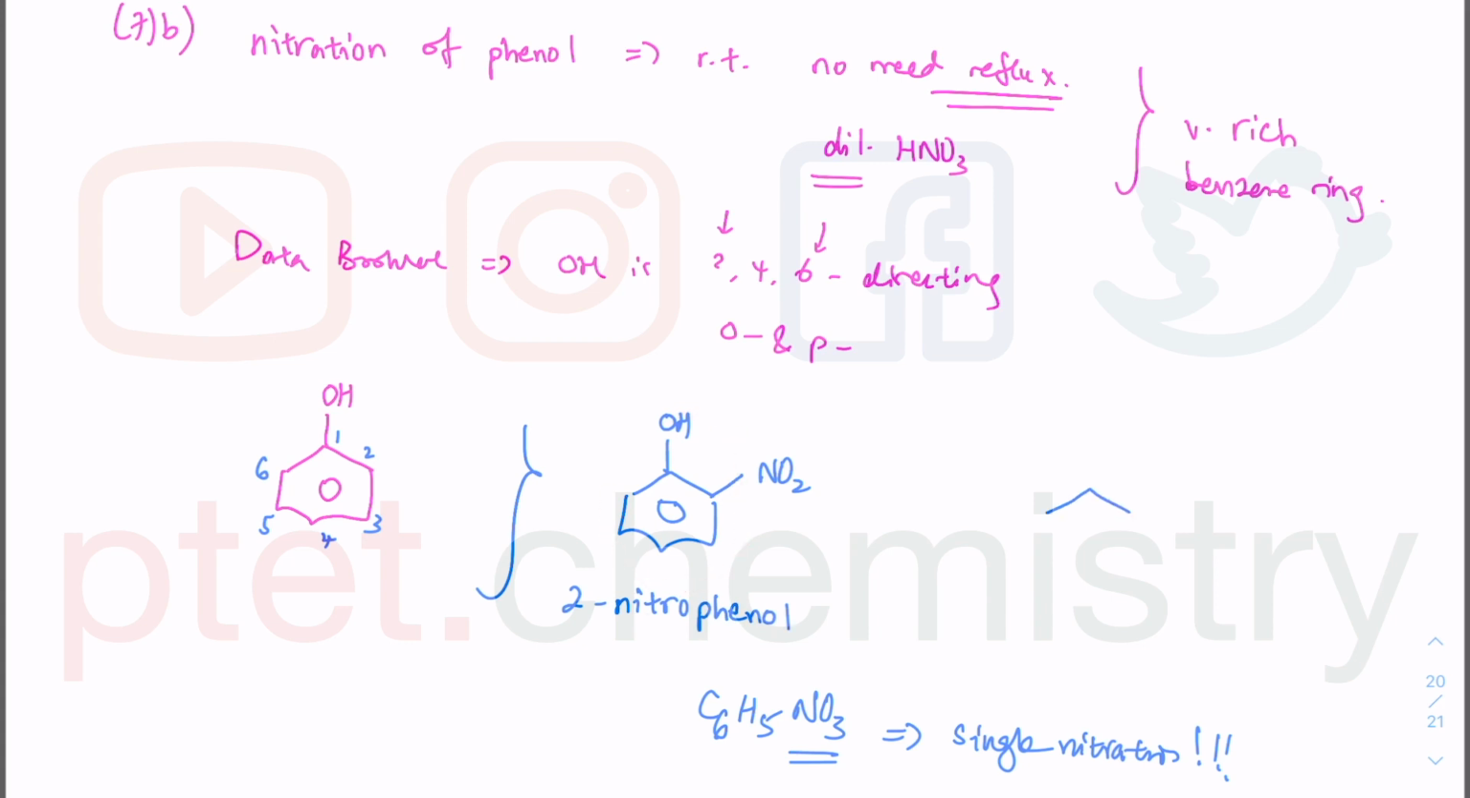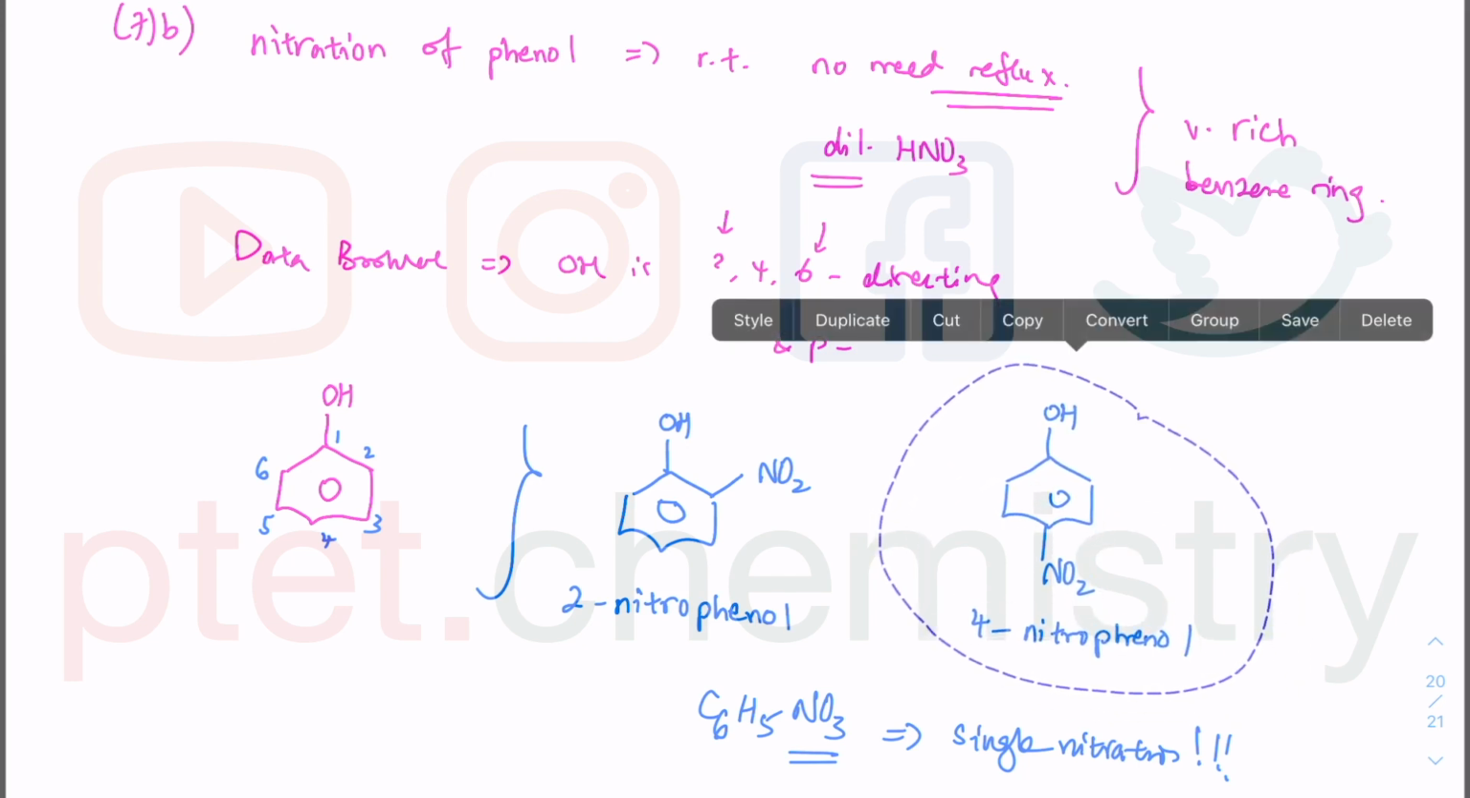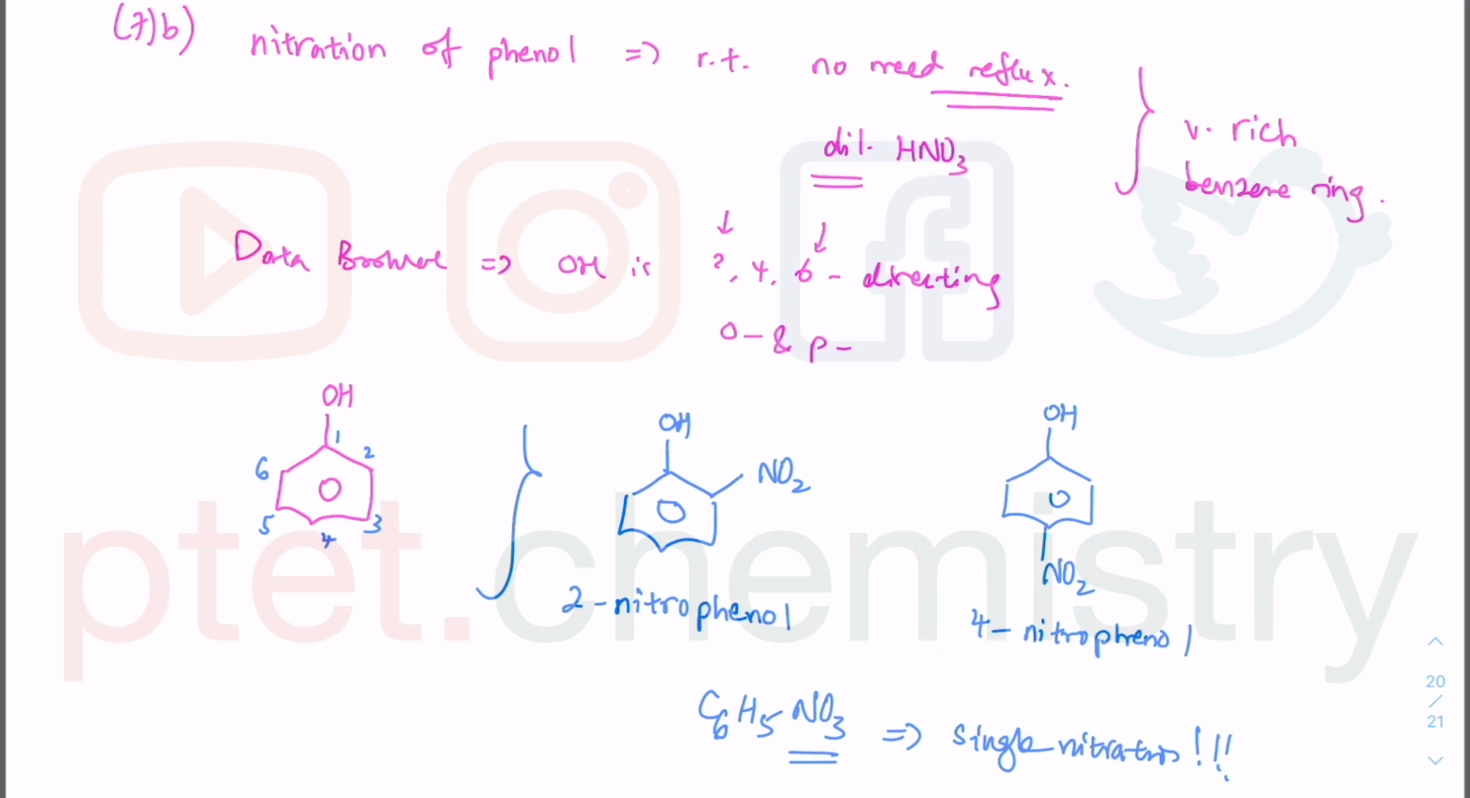Of course, then I could draw the other isomer, where it will be directed at position 4, not at 3, because from the data booklet it is 2, 4, 6 directing. So I'll get 4-nitrophenol. And those two are the ones that are required by this particular question. They want you to draw and name those particular isomers, really.